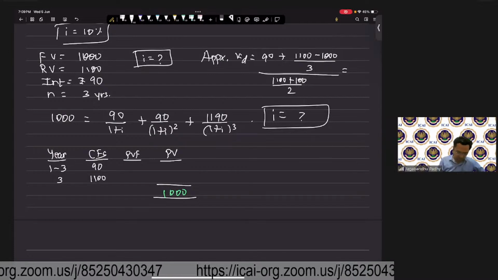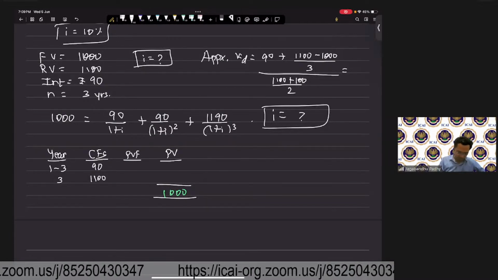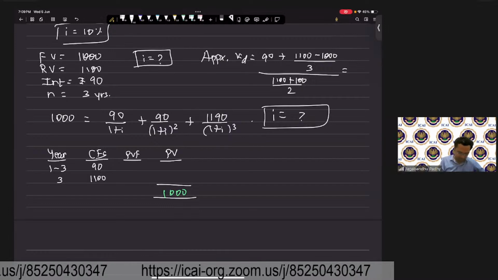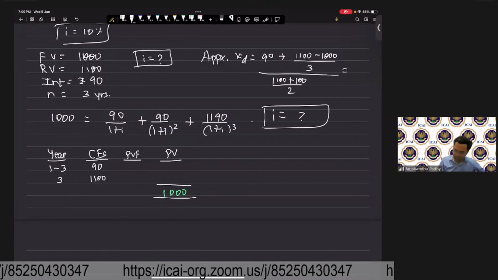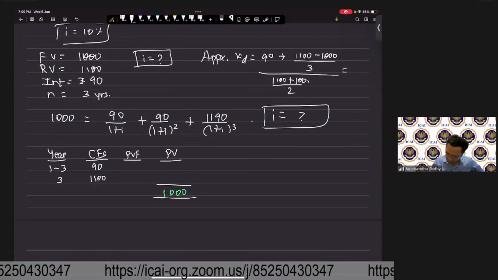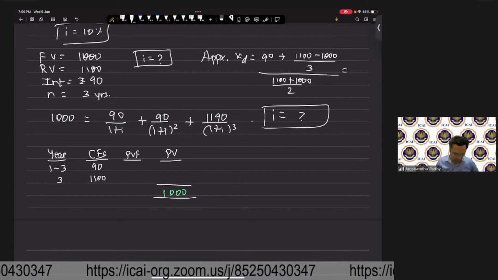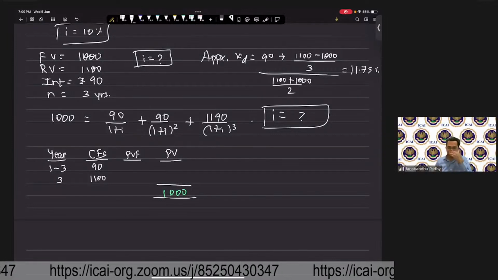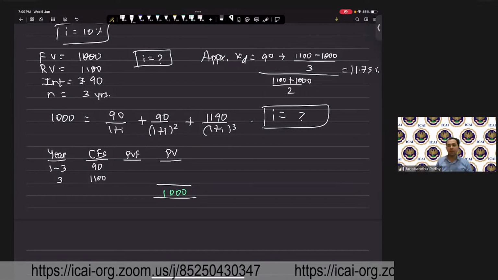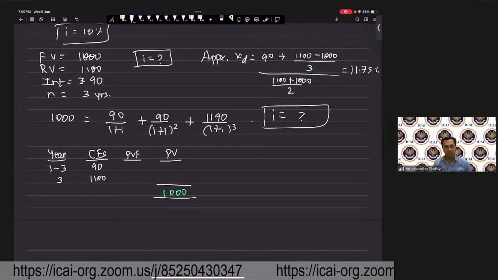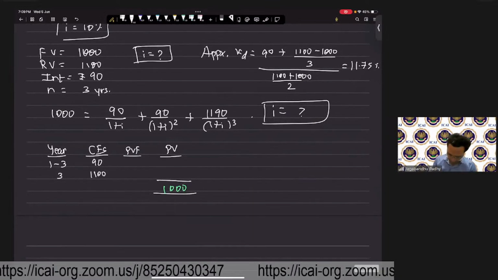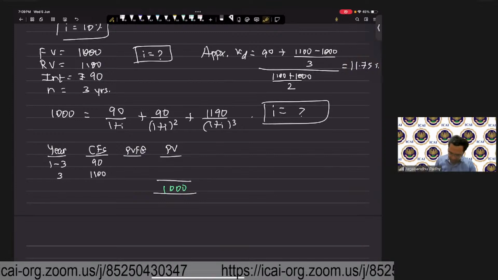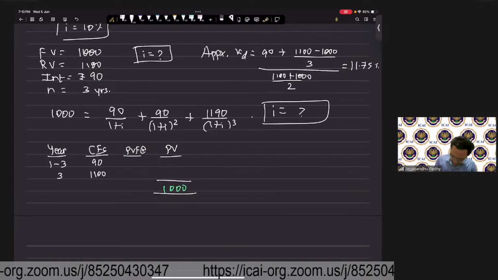Let's see what it is. 700 minus 1000, divided by 3 plus... that works out to be 11.75%. This is the approximate value. The real value we are going to get by interpolation or by this YTM. So since we have 11.75, let us consider to start with 12%.